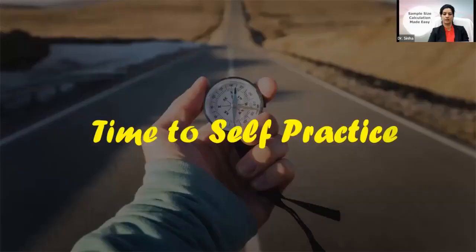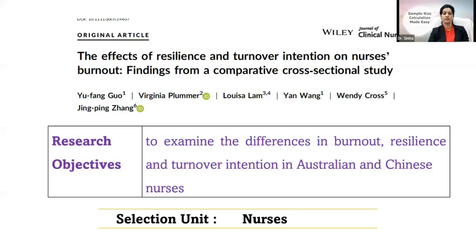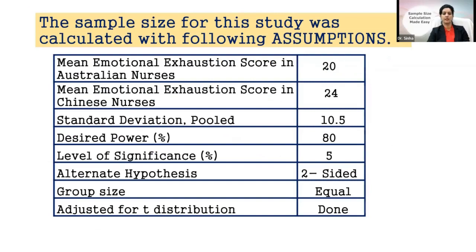And then you can see this: the effect of resilience and turnover intentions of nurses' burnout, a finding from a comparative cross-sectional study. In this case, this is the emotional exhaustion score. Mean emotional exhaustion score in Australian nurses was 20. Mean emotional exhaustion score in Chinese nurses was 24. The pooled standard deviation he has written was 10.5. Desired power was 80%, level of significance 5%. Alternate hypothesis 2-sided, group size equal. Now you have to calculate the sample size for this.